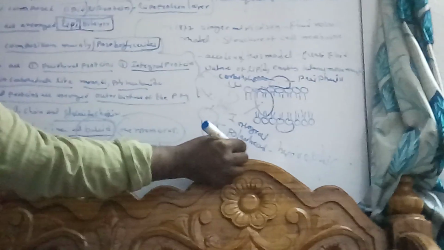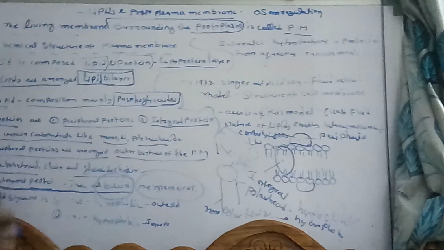The non-polar tail is arranged on the lower side. This is the outer side, where the head is arranged. On the lower side the non-polar tail is arranged. The non-polar tail is hydrophobic.